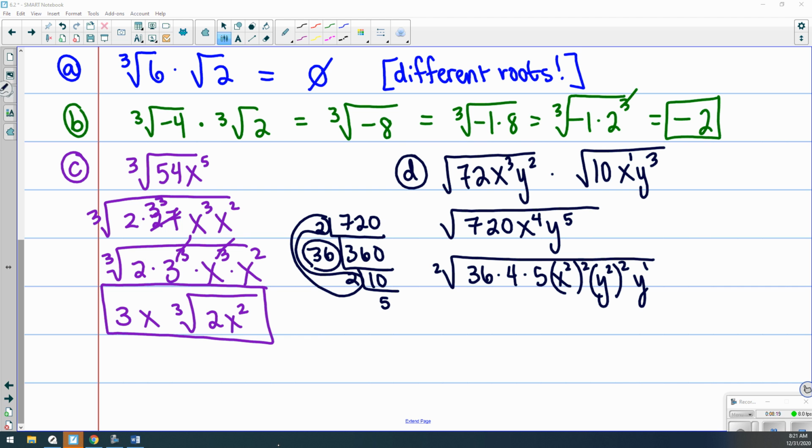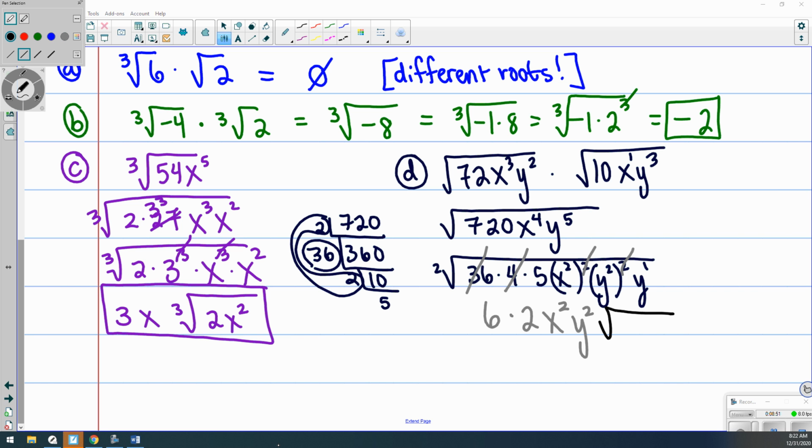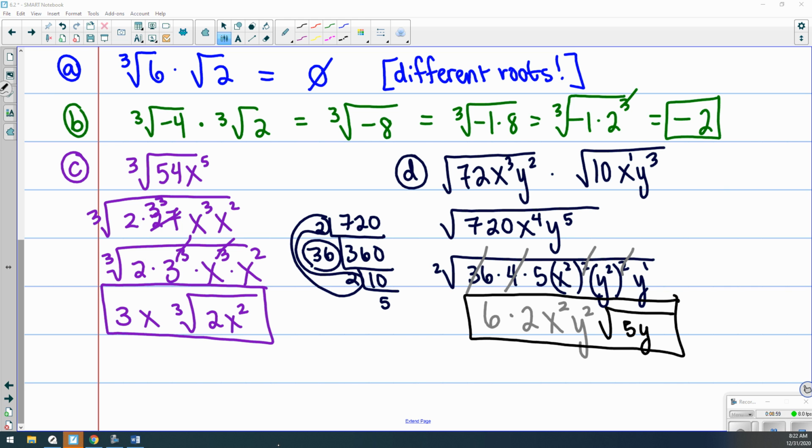Then cancel your squares and square roots. So the square root of 36 is going to be 6. The square root of 4 is 2. The square root of x squared squared is going to be x squared. The square root of y squared squared is going to be y squared. And then what am I left with? I'm left with a 5 and a y. So underneath the radical, underneath the square root, I still have 5y. Okay, that's my final answer. I could also have written that as 12 x squared y squared, square root of 5y.